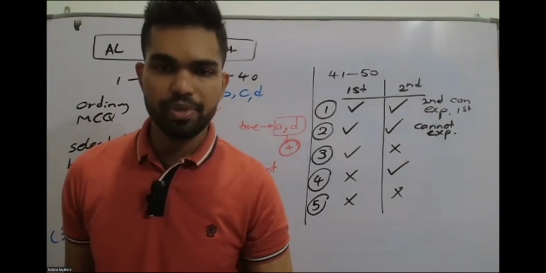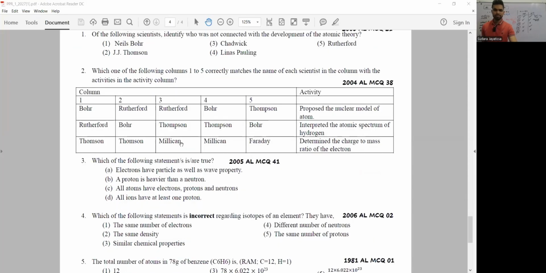Now let's go to the paper. Look at the question. Which of the following statements are true? It's a 2005 A-level MCQ. Electron has particle as well as wave property. So that statement is true. You will learn about that exactly in a later discussion. But anyway, I put this MCQ just to give you a little idea. So we had 5 atomic models. Remember, we had 5 atomic models.